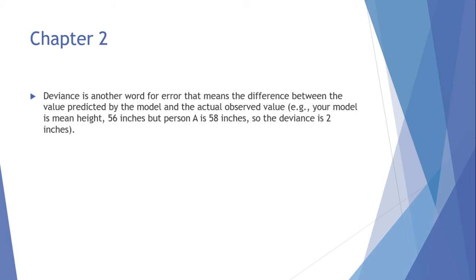Deviance is another word for that error. That means the difference between the value predicted by the model and the actual observed value. So an example of that is your model is mean height 56 inches, but person A is 58 inches. So the deviance is 2 inches.